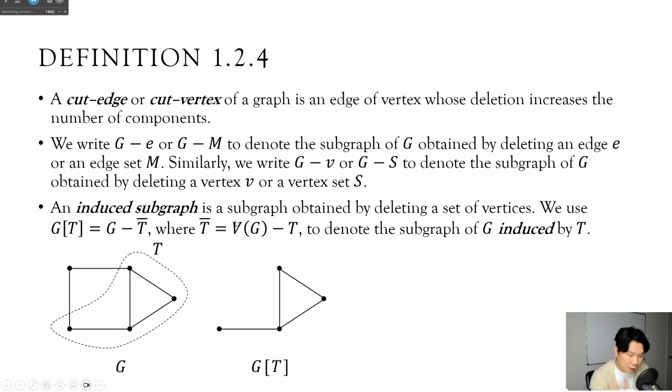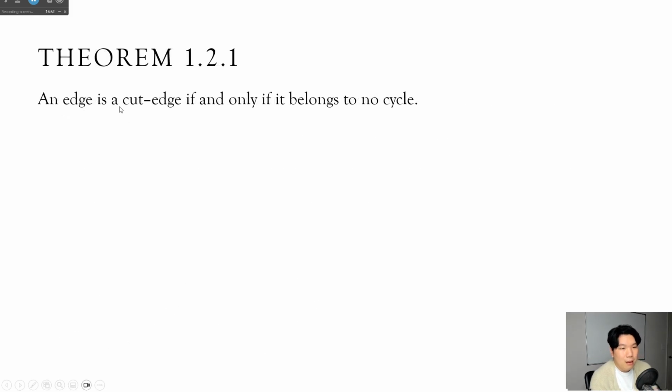All right, so we've introduced a lot of definitions so far. The next thing I want to talk about is just a quick theorem about cut edges and cut vertices. As it turns out, an edge is a cut edge if and only if it does not belong to a cycle in my graph.